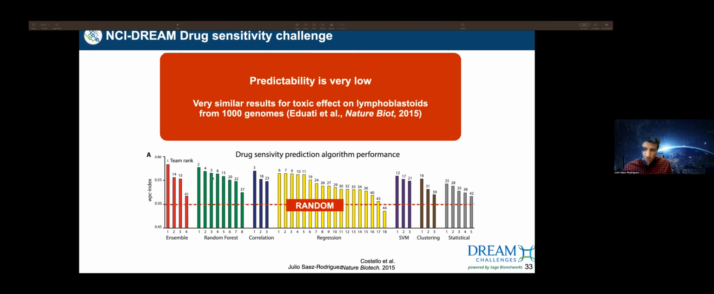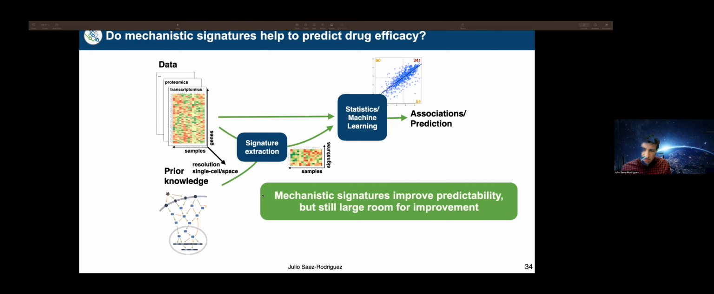And this also is something that has puzzled us for a long time. Now, why is predictability so low? And there are many reasons we could discuss, and there are probably a number of factors that contribute, but I think there is an aspect that is often unappreciated, which is the importance of dynamics.